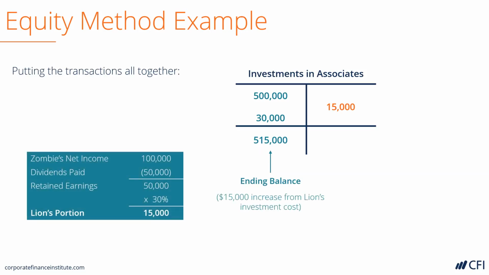Here's the whole Zombie company. The whole company had net income of $100,000, $50,000 of dividends, and so therefore it had retained earnings of $50,000. Each of those items get multiplied by 30%, as that's Lion's proportionate share. Hopefully this has illustrated how to perform the equity method of accounting.